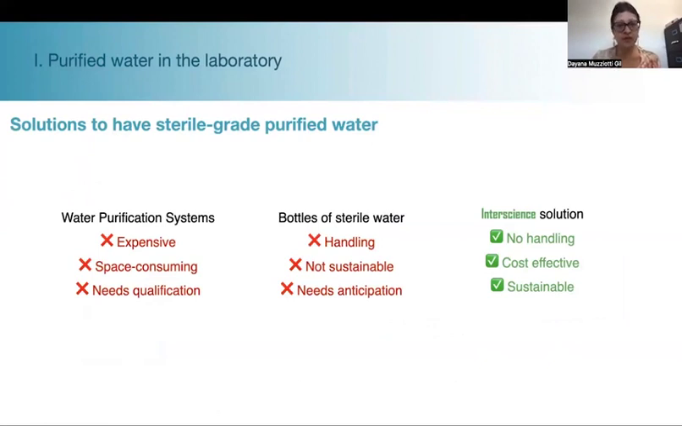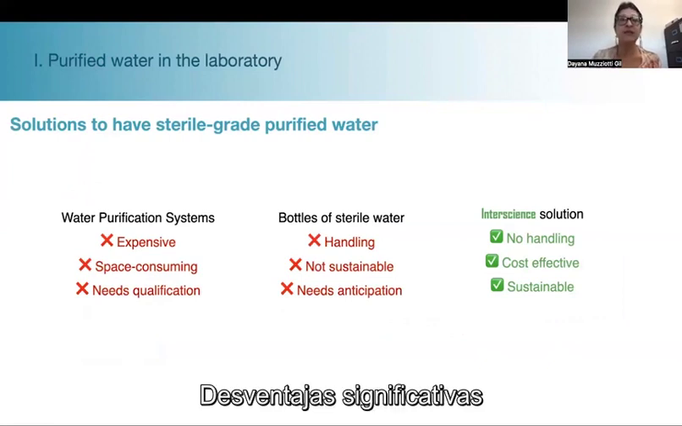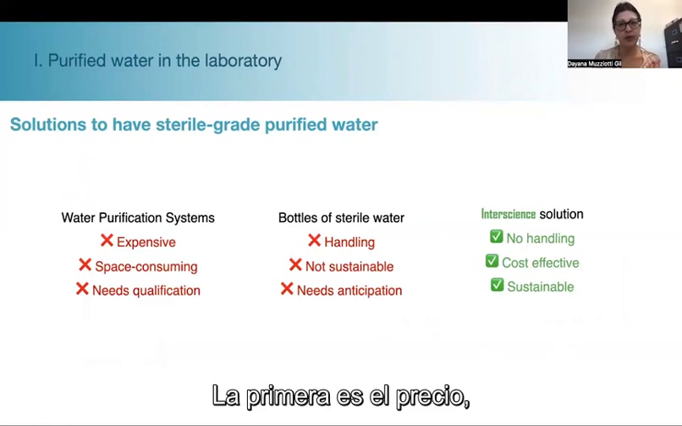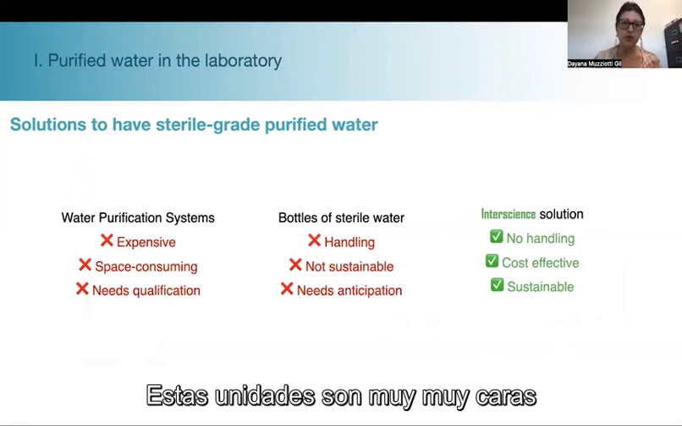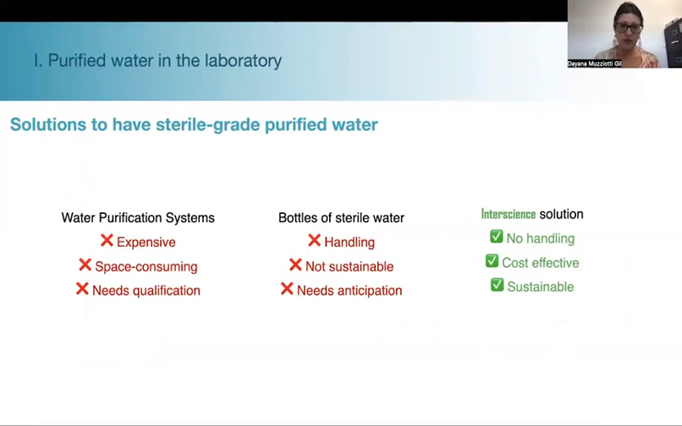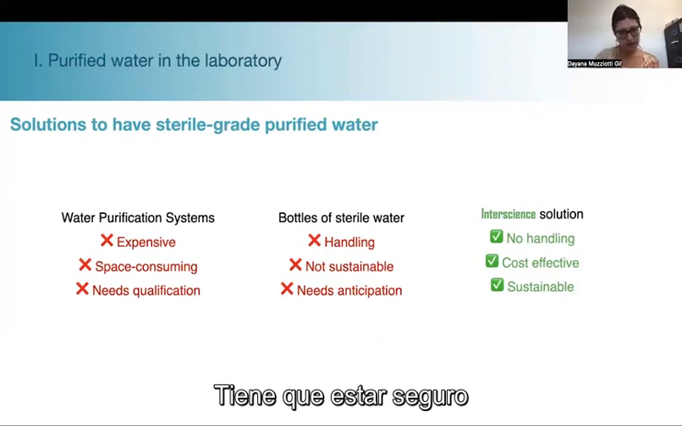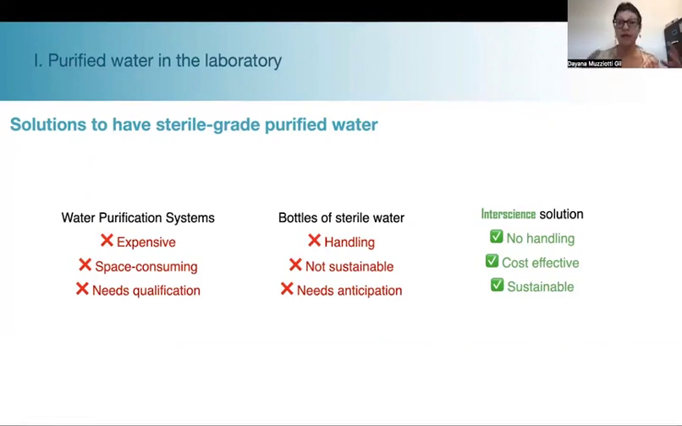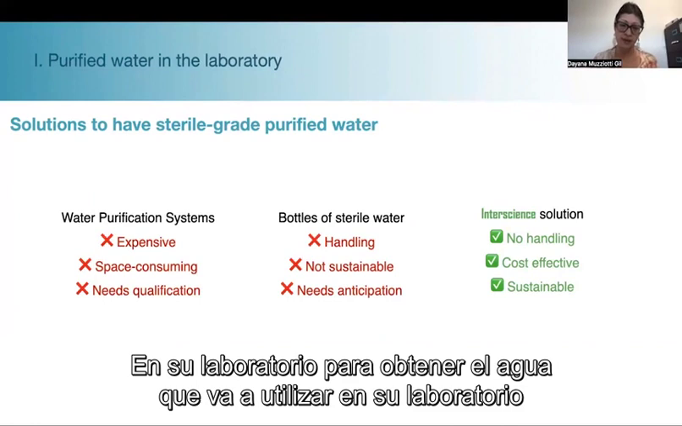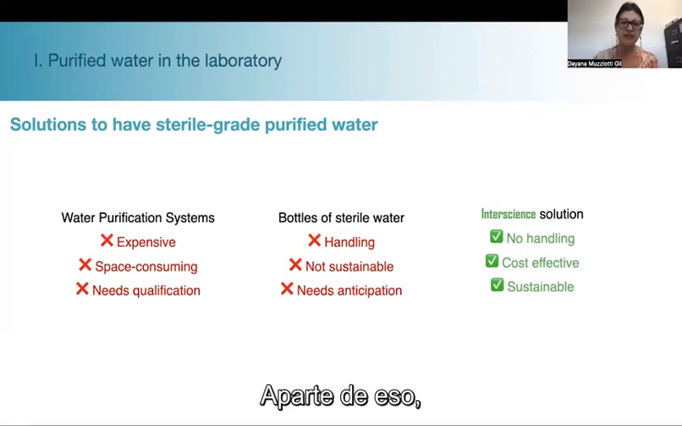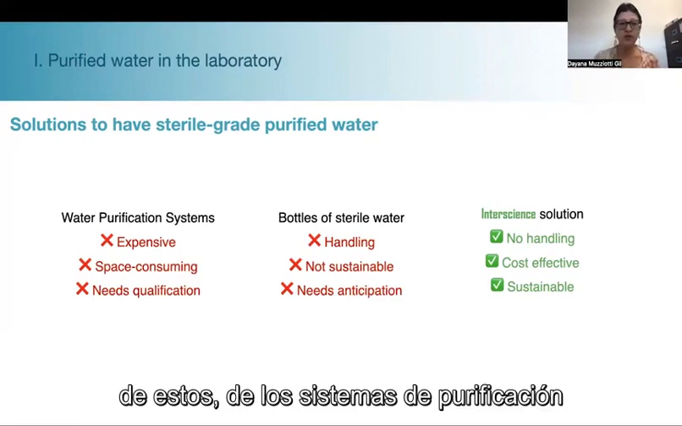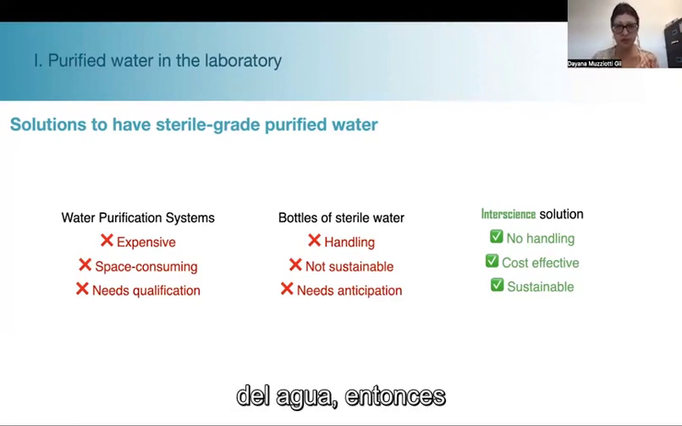First we have the water purification systems, but they have some significant disadvantages. The first one is the price. These units are very, very expensive. They are also space consuming, so part of your lab has to be set aside to keep this system to get the water that you are going to use in your lab. Other than that, you need to have people trained in the use of these water purification systems.